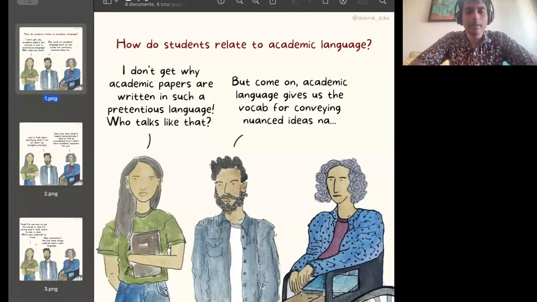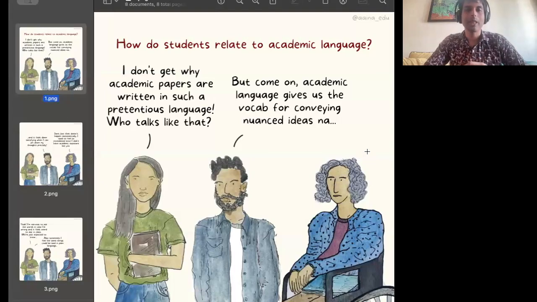This is a conversation between three characters, three higher ed students. And these three characters are trying to convey different types of relationships with academic language. But any relationship with academic language is also, in a sense, a relationship with the university, with disciplinary practices, and with this broader idea of academic literacy. And the character on the left, she starts by saying that I don't get why academic papers are written in such a pretentious language. The guy in the middle says that academic language gives us the vocab for conveying nuanced ideas. So clearly, there's a difference in position between these two characters, right?